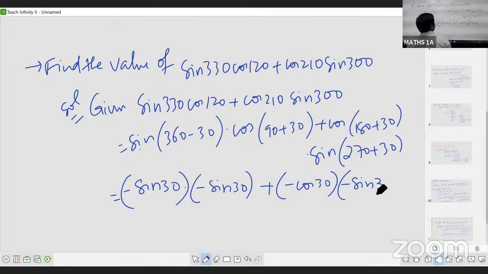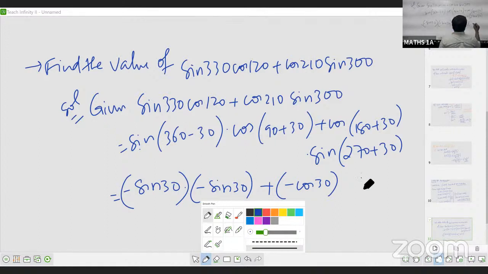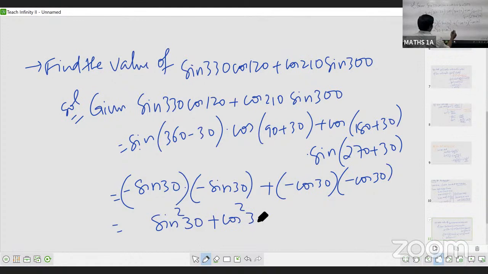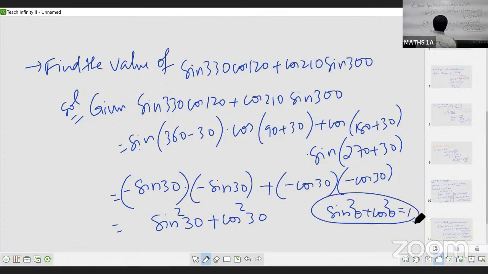Sin 270 plus theta is entering into the fourth quadrant, minus cos 30. So minus into minus is plus, this is sin square 30, and minus into minus is plus cos square 30. Now what we know, sin square theta plus cos square theta is 1. So sin square 30 plus cos square 30 is 1. Is it clear?